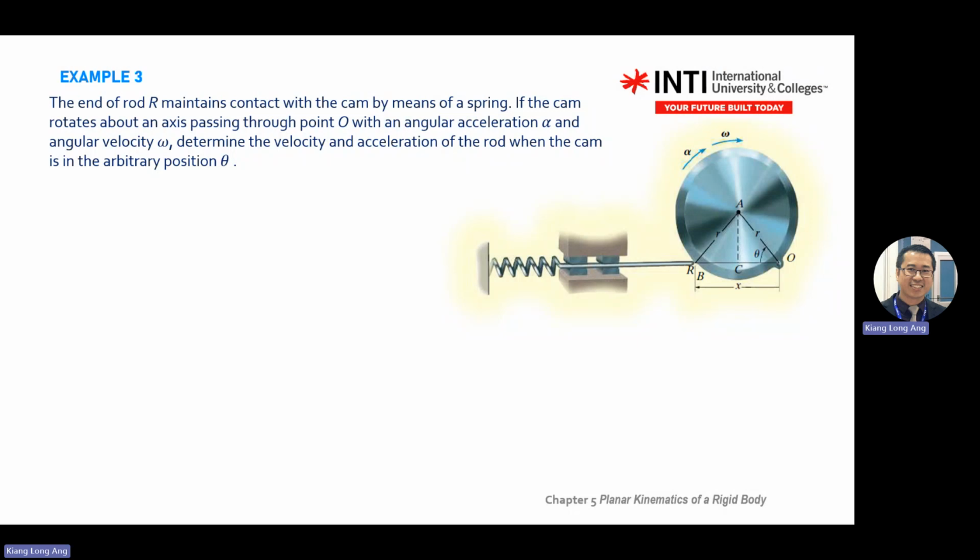In example number 3, you see a spring and you see a round body. The end of the rod R maintains contact with the cam by means of the spring. This basically you can say is your brake system. If the cam rotates about an axis passing through point O with angular acceleration alpha and angular velocity omega, determine the velocity and acceleration of the rod.